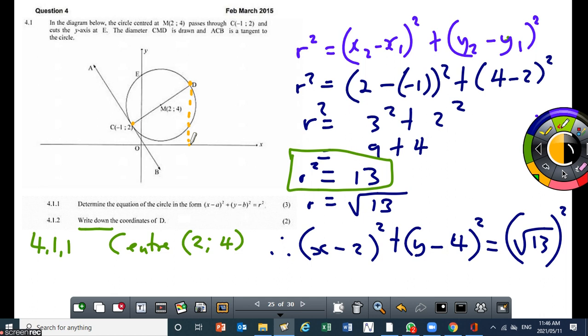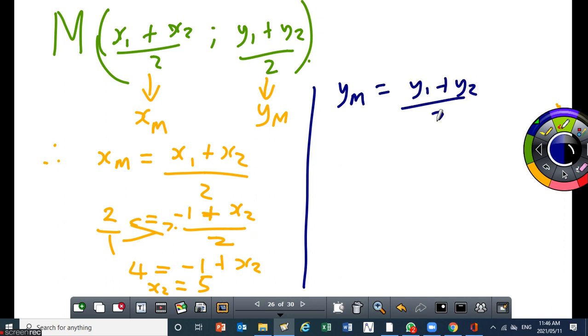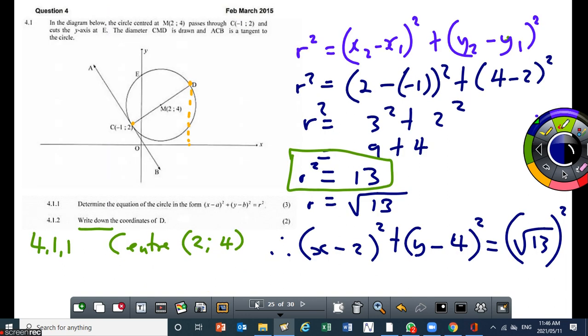Okay? Following that, then we need to find y. To find y, we can even substitute this value of x into the equation of a circle, but I'm not going to do that. I'm going to use this formula here. So I'll use this one here. ym is equal to y1 plus y2 all over 2. My ym is the value of y at the center, which is 4. Okay? Because point M is the midpoint of CD. So I'll put 4 here.